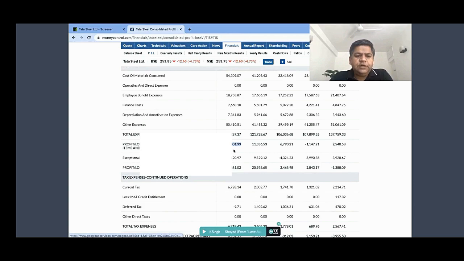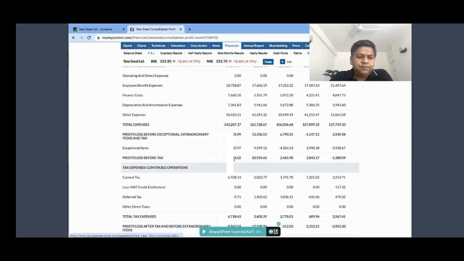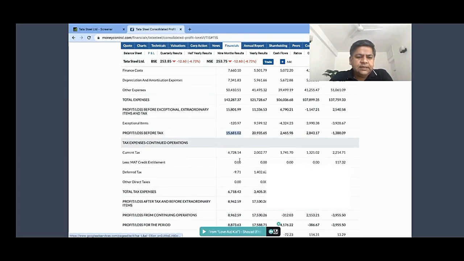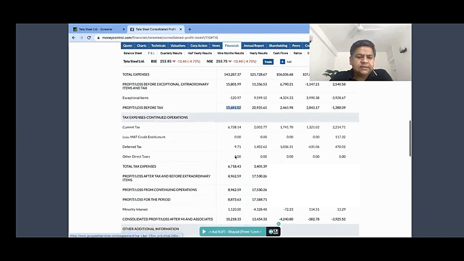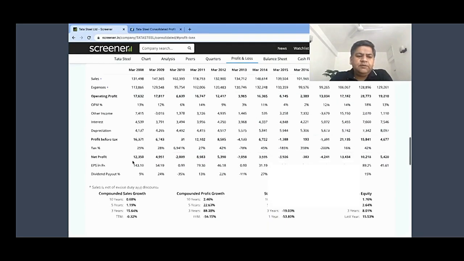So profit before tax is 15,801 crore. Then obviously the tax and the other liabilities, total tax expenses they have calculated, and the consolidated net profit they have given you here is 10,218 crore. So if I compare a few things, the consolidated number is what we have to see in a company like this.